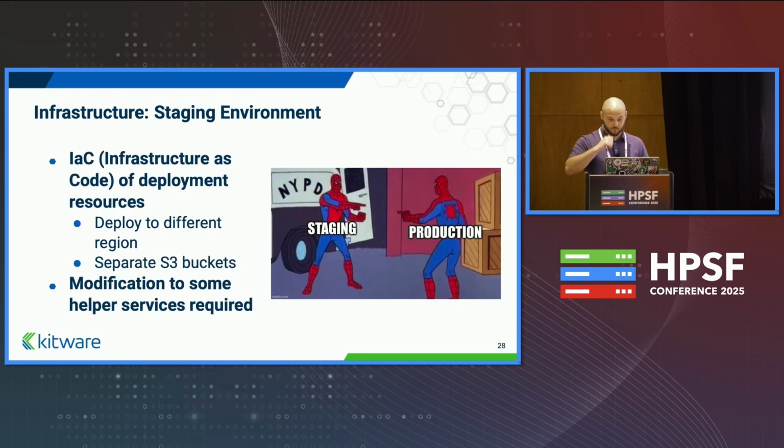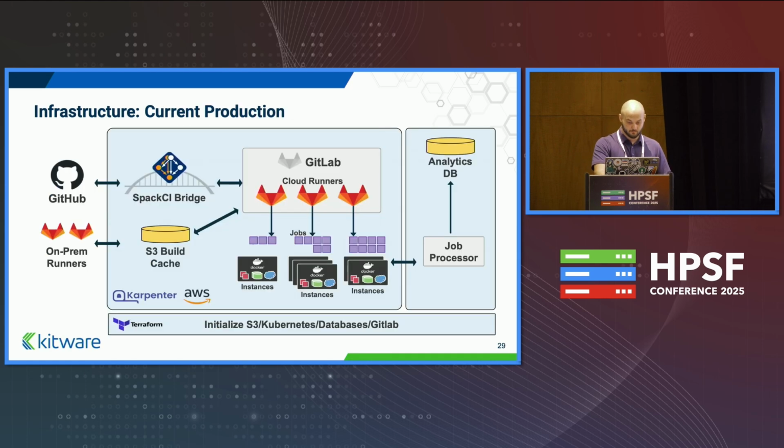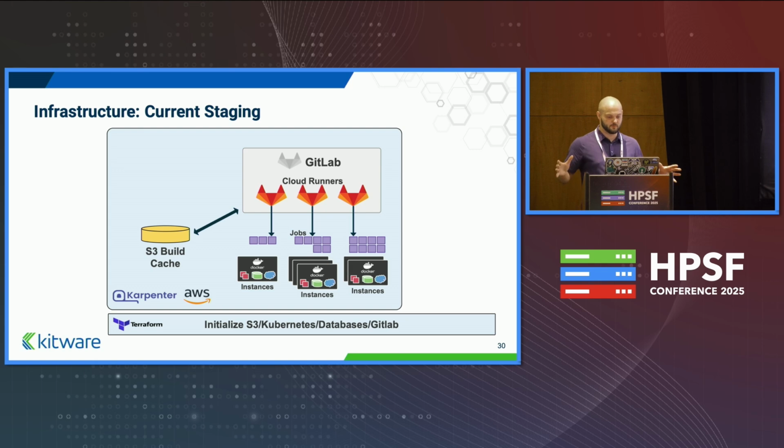And so we have Terraform, and now we can deploy things in a staging environment without breaking production. And so this is really nice. And so from this whole infrastructure and staging, we're able to sort of test things in the scope of these services here. So the build cache is separate, doing things in GitLab, the runners that we have there, that sort of thing.